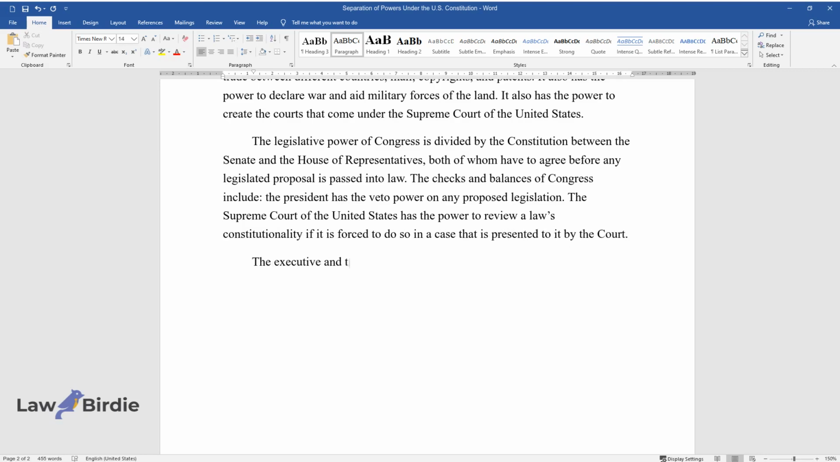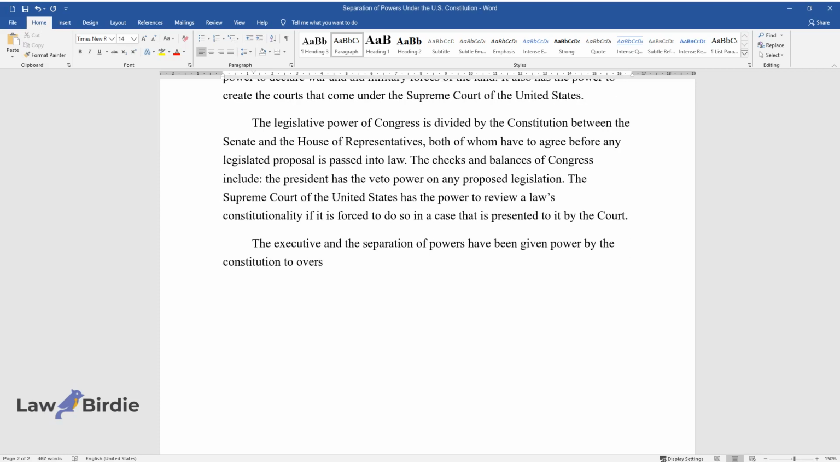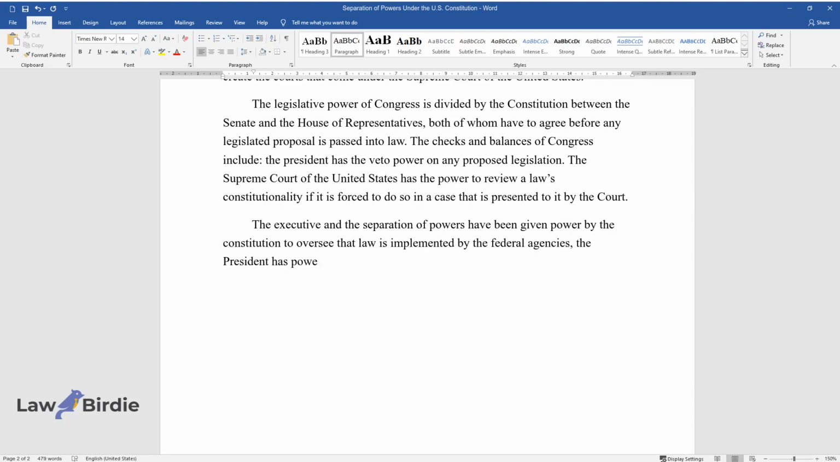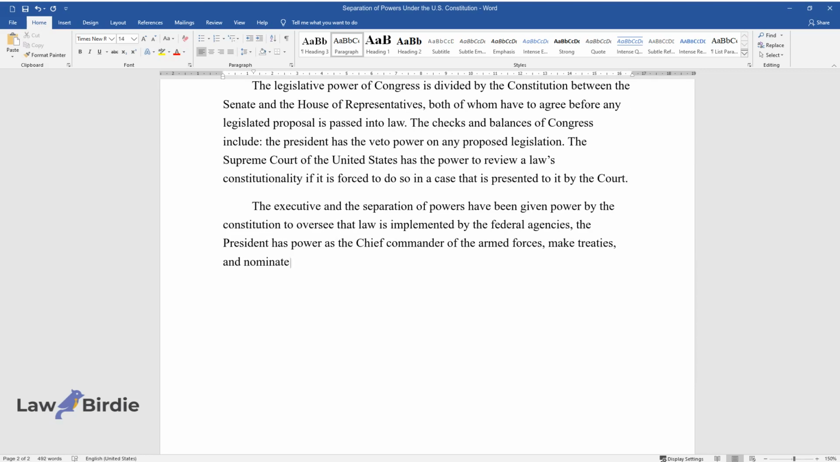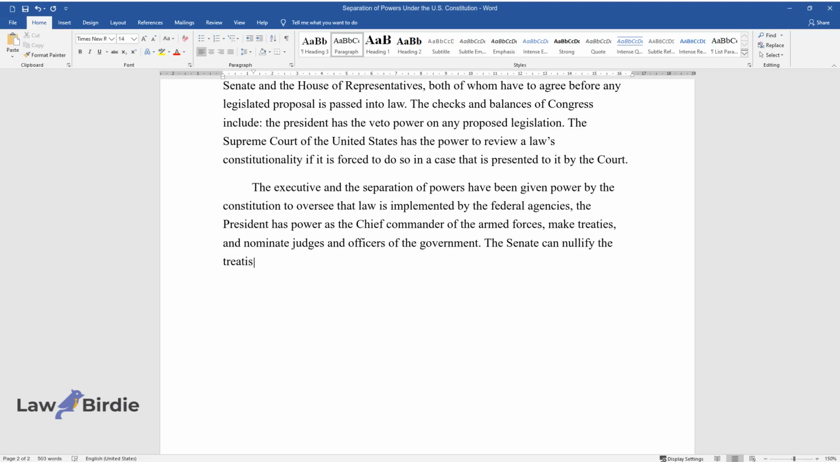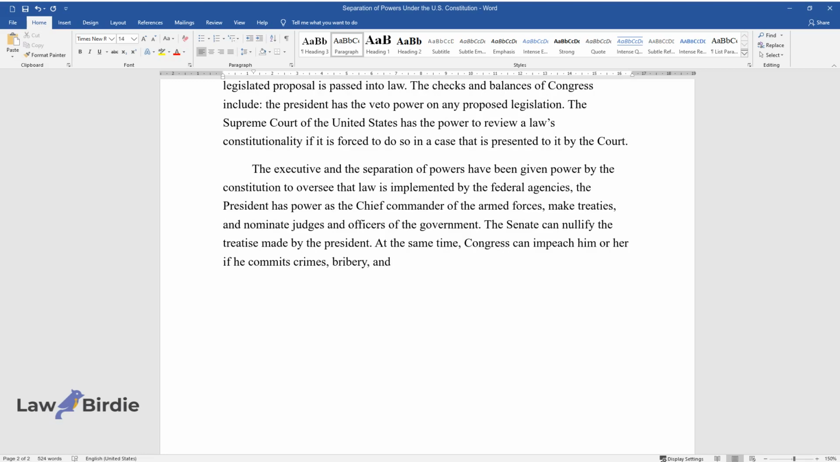The executive and the separation of powers have been given power by the Constitution to oversee that law is implemented by the federal agencies. The President has power as the chief commander of the armed forces, make treaties, and nominate judges and officers of the government. The Senate can nullify the treaty made by the President. At the same time, Congress can impeach him or her if he commits crimes, bribery, and treason.